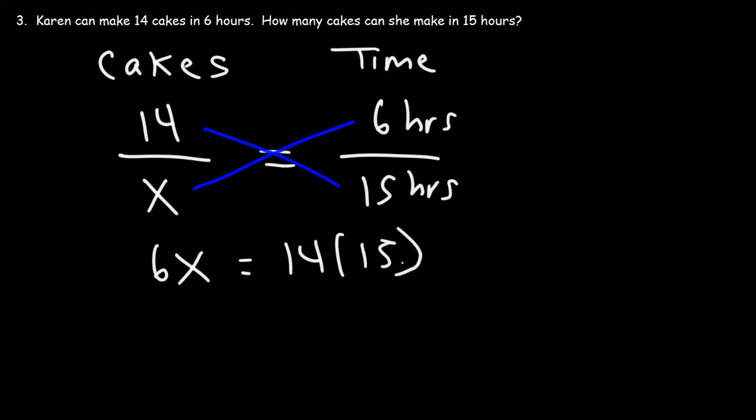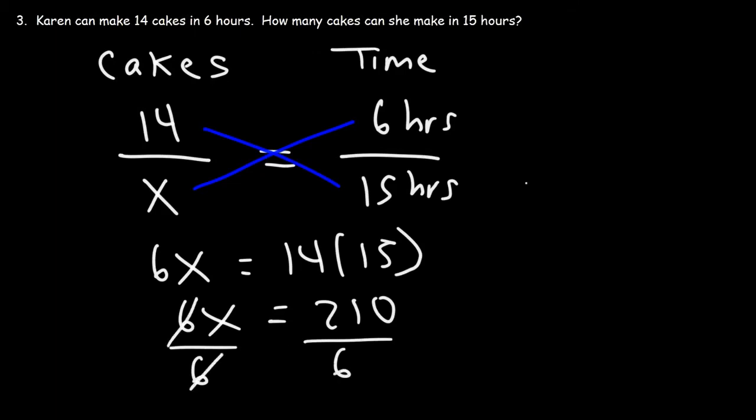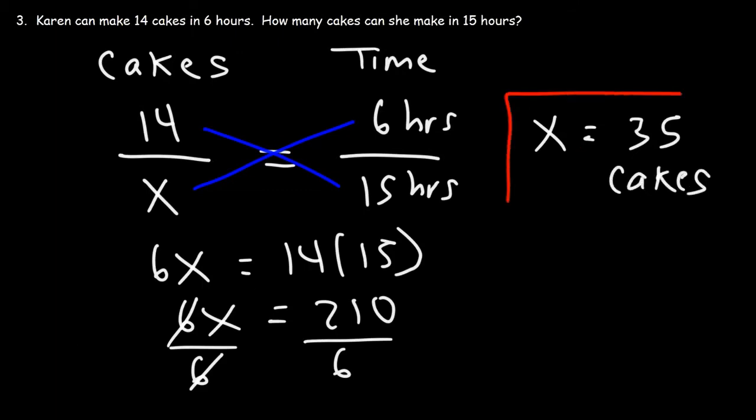Now 14 times 15 is 210. So now, in order to separate 6 from x, we need to divide both sides by 6. So it's going to be 210 divided by 6, which is 35. So in 15 hours, she can make 35 cakes. So that's the answer.